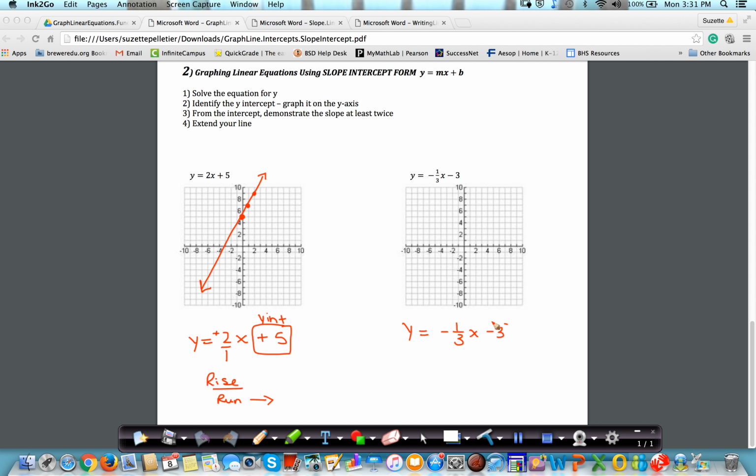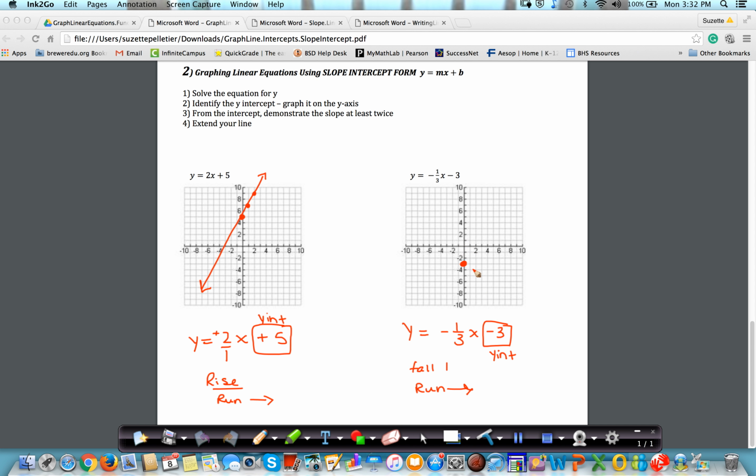And my y-intercept is -3. It's always the number at the end, so it crosses at -3. There's my intercept. And the slope is -1/3. So if the slope is negative, that means I'm going to fall. And I remember this is my rise. So since it's negative, I'm going down 1, fall 1, and this is always that way, run 3. So down 1, run 3.